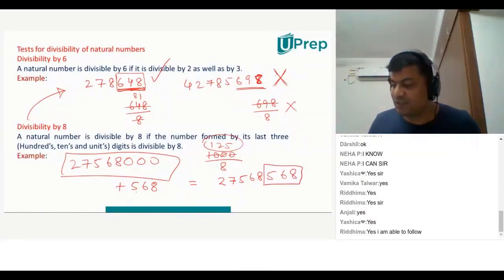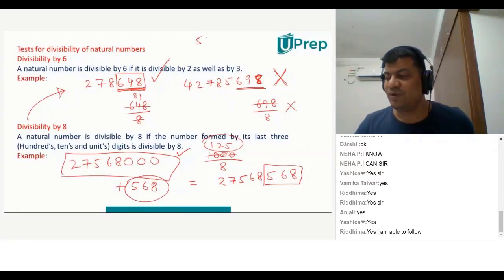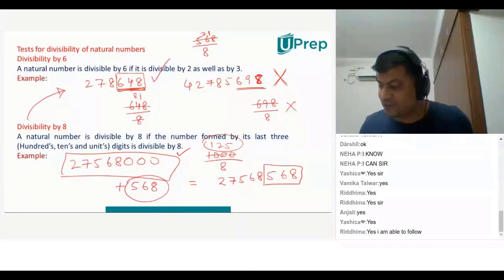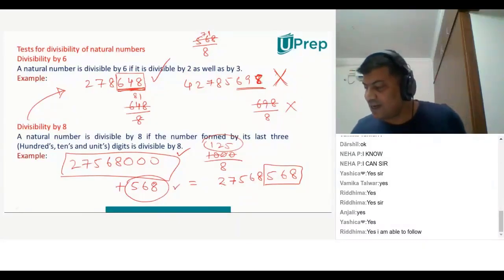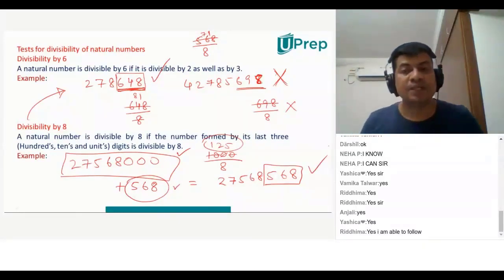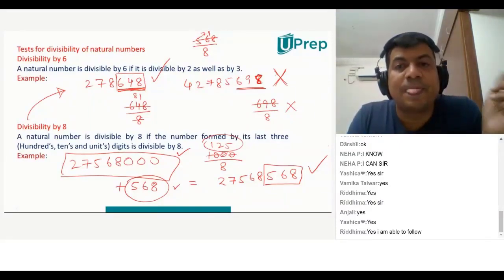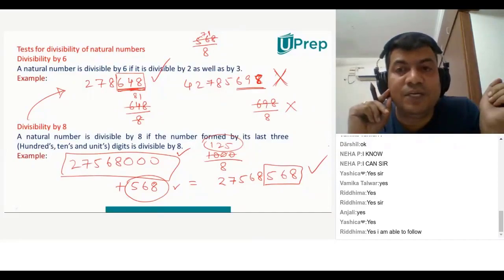So now is this divisible? Yes, because this part is divisible. Now I need to check 568. Is 568 divisible by 8? Yes, it's easy to check. 8 sevens are 56, and 8 ones are 8. So you're getting a quotient of 71. 568 is divisible. Therefore, this entire number is also divisible. So any multiple of 1,000 is always divisible by 8. That's the logic behind the divisibility rule of 8.